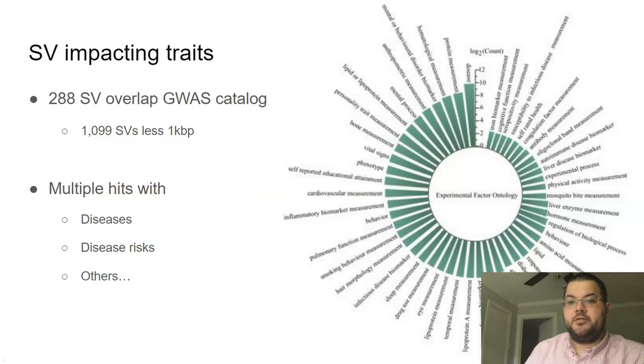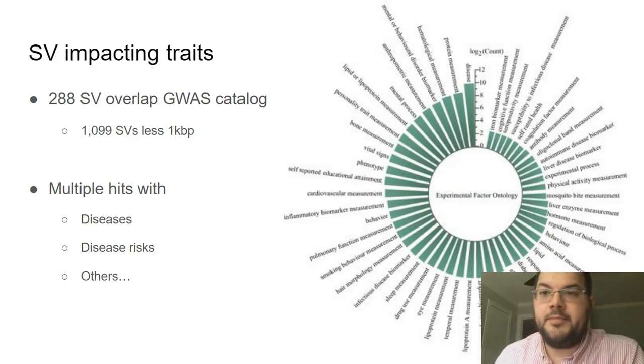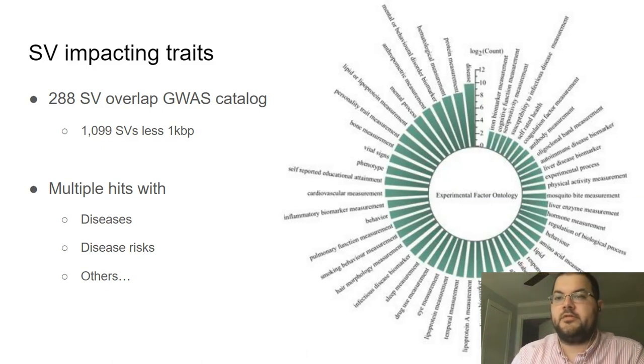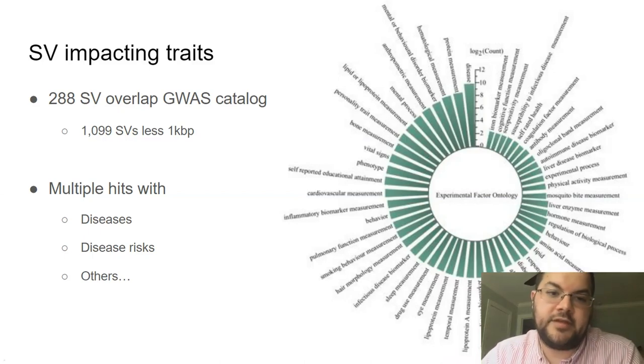Next, we wanted to see, of course, if we can use this structural variant catalog to identify which structural variants are impacting certain traits or certain phenotypes across the population. For that, we used the EBI GWAS catalog to overlap these structural variants and to identify overlap or close proximity of our structural variants with the reported GWAS SNPs and investigated it like that.